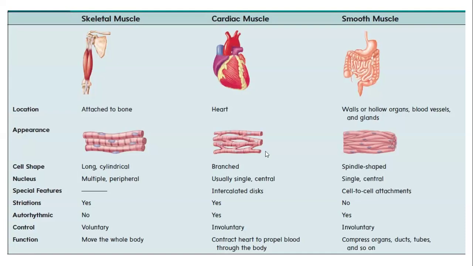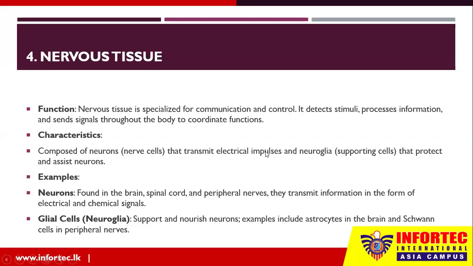I think you have a clear idea about the muscle tissue. Therefore, muscle tissue is essential for movements, pumping blood, and internal organ functions. We can classify it mainly into three types: skeletal, cardiac, and smooth.